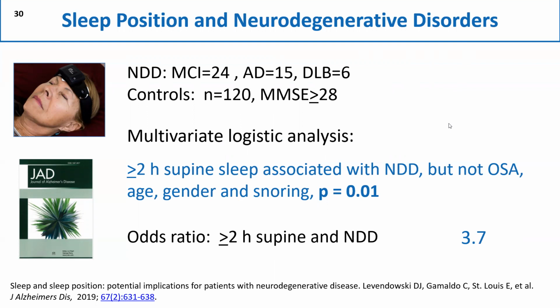And when we did the multivariate logistic regression, we found that greater than 2 hours of supine sleep was associated with this neurodegenerative disease group, independent of sleep apnea, age, gender, and snoring. We also found that there were similar amounts of position changes over the night. So there wasn't something to do with the neurodegenerative disorder that might have decreased movement during the night to be a factor. In any case, what we found was that more than 2 hours of supine sleep was strongly associated with neurodegenerative disorders with an odds ratio of 3.7.